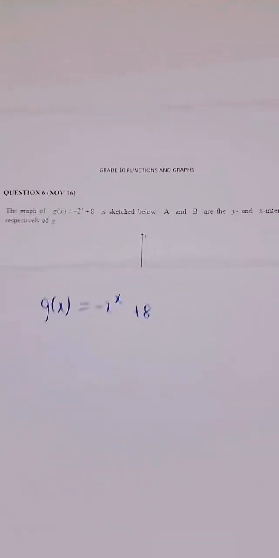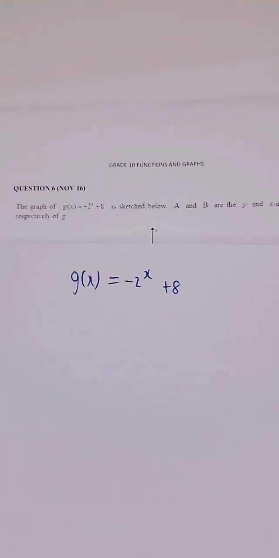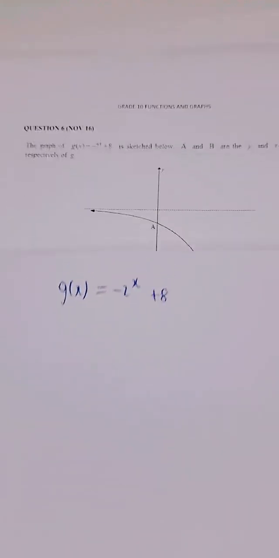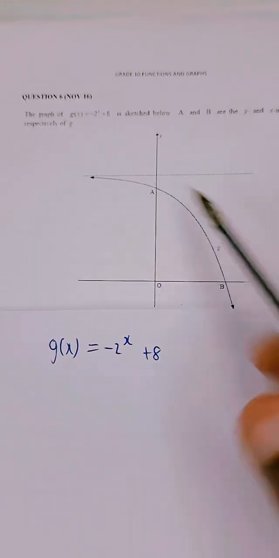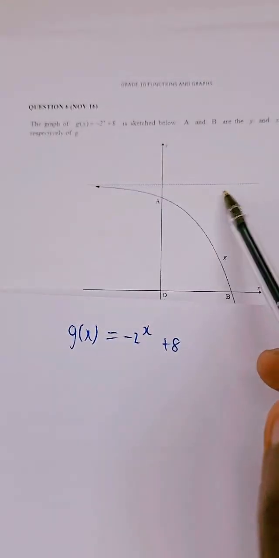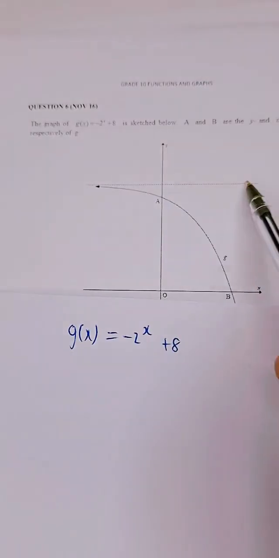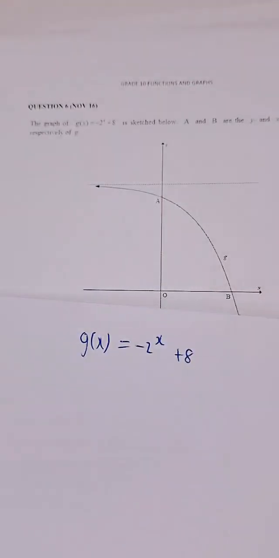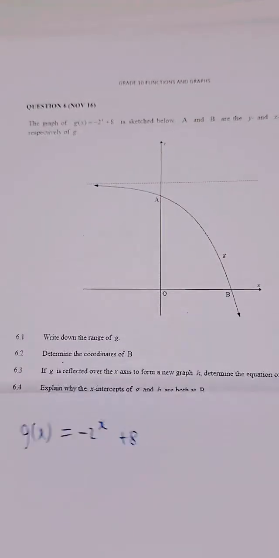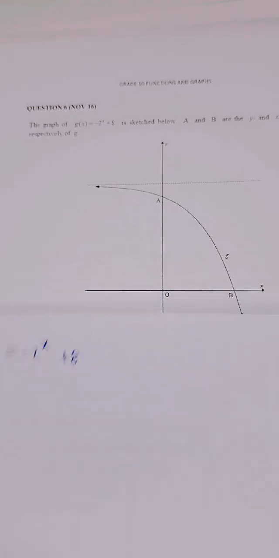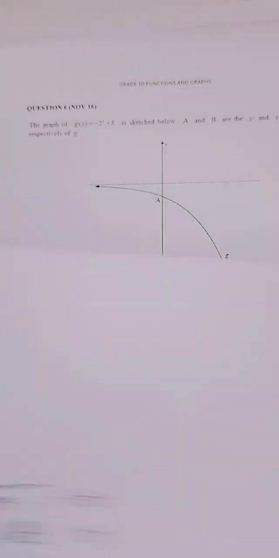Okay, let's go then. The graph of g of x is equal to -2 to the power x plus 8 is sketched below. A and B are the y and x intercept respectively. Where's A? There is A. Where's B? There is B. What is that? It's dotted like this, it's horizontal. What do we call that thing?